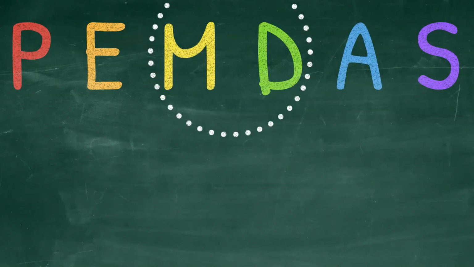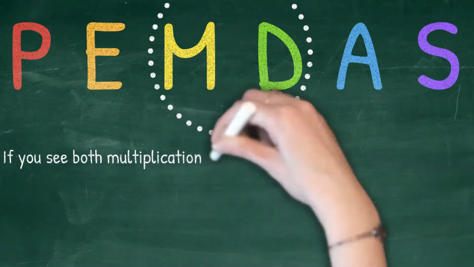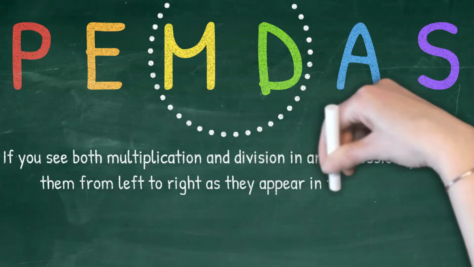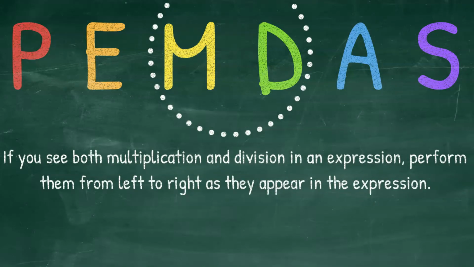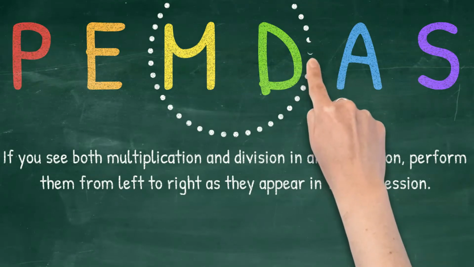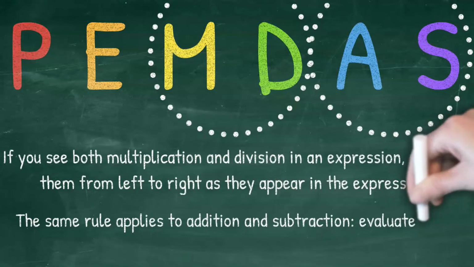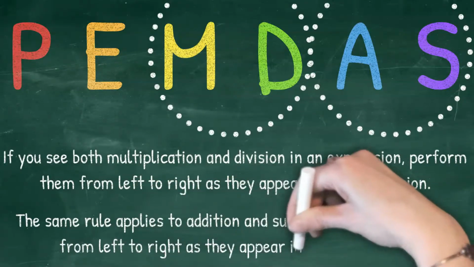Now that we've talked about groups and exponents, let's talk about multiplication and division. That's right, I said and. Multiplication doesn't always come first. If you have both multiplication and division in an expression, you perform them from left to right as they appear in the expression. The same rule applies to addition and subtraction. They happen at the same time, from left to right as they appear in the expression.